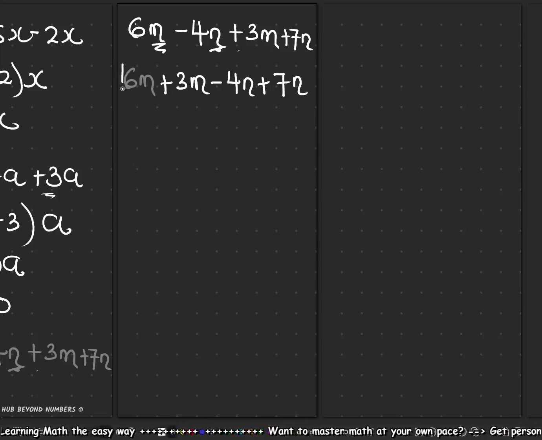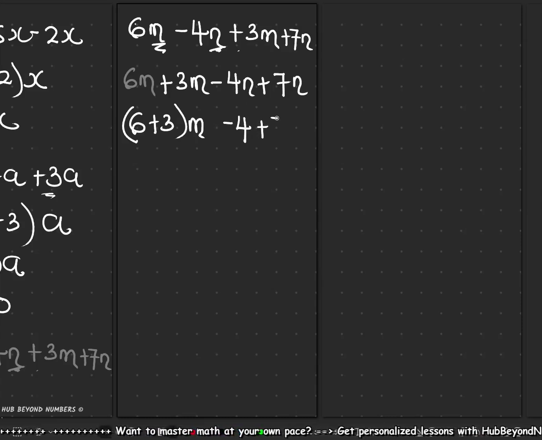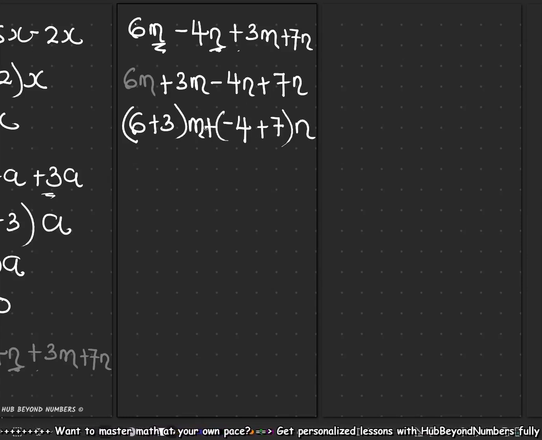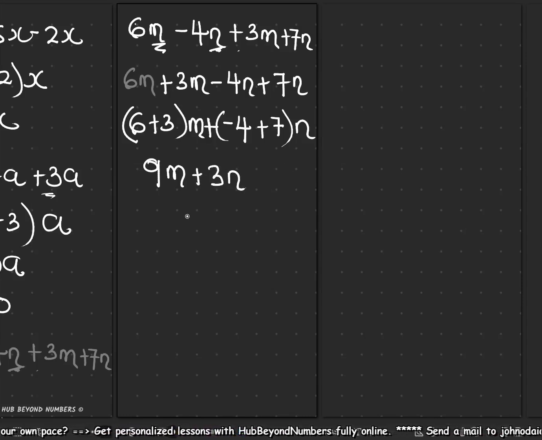So for these over here, those with the m, we are going to have 6 plus 3 with our m outside. All right? Then for these over here, you are going to have your negative 4 plus 7 with your n outside. You can put positive in front over here. All right? So that 6 plus 3 gives us 9, so we now have 9m. Then negative 4 plus 7 gives us what? A positive 3. So positive 3n. And that is going to be our simplification of this expression over here.